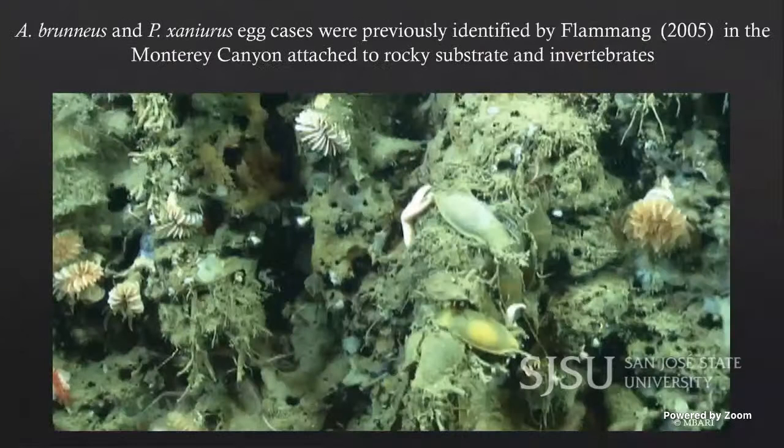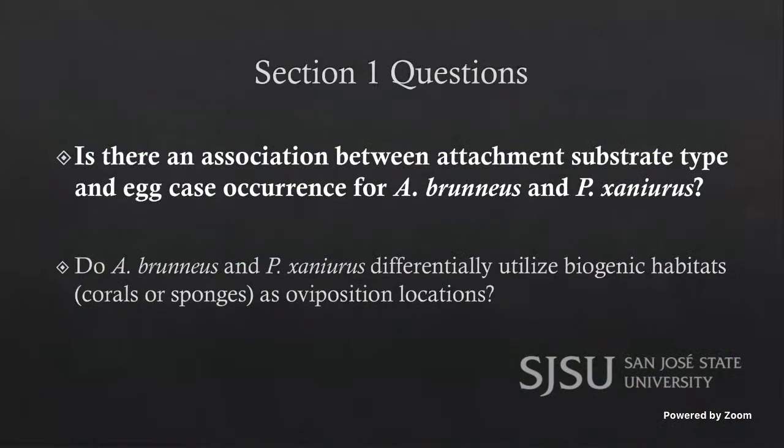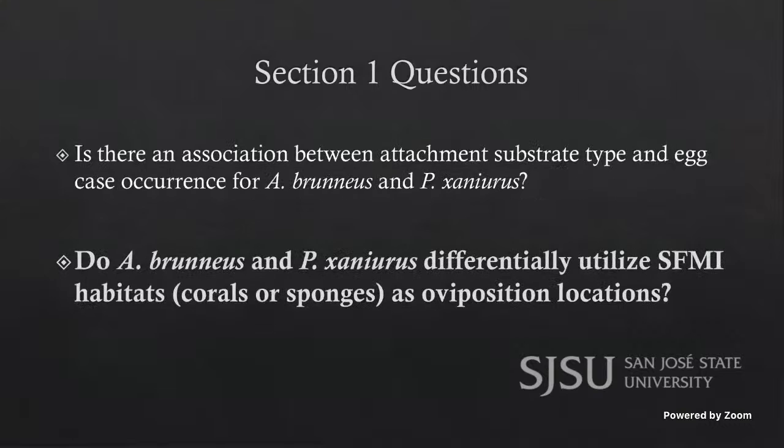A. brunneus and P. xaniurus egg cases were previously identified by Fleming in 2005, and she saw these on rocky substrates and invertebrates. However, specific habitat associations looking at attachment substrate, associated fauna, or depth were not examined. In this section, I will be addressing the questions: is there an association between attachment substrate type and egg case occurrence for A. brunneus and P. xaniurus? And do A. brunneus and P. xaniurus differentially utilize SFMI habitats as oviposition locations?